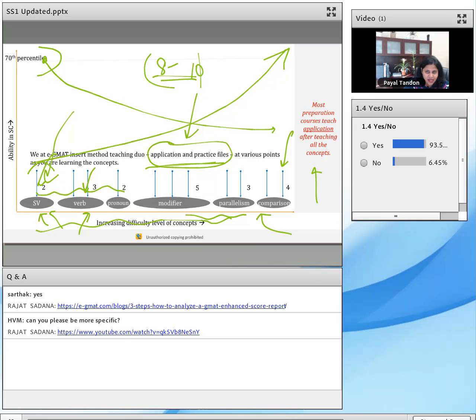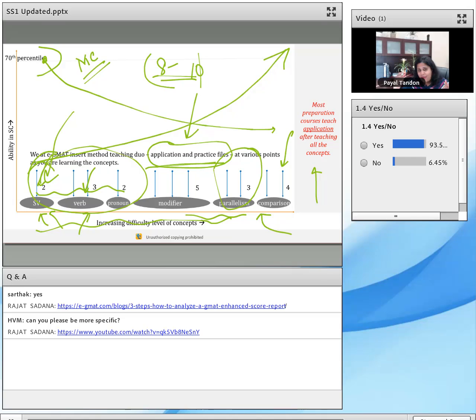But then as you get more comfortable, as you go through the master comprehension course, as you solve these application files, by the time you get to modifiers, I would say by the time you get to parallelism, your time to answer questions will have gotten down. Okay. But another thing to notice is that as you are going from one application file to another, you're also adding that layer of complexity. You're adding more concepts in the bag, right? So again, you have to give your mind time to get adjusted to those concepts, right?